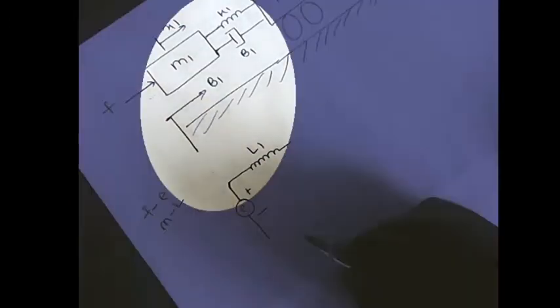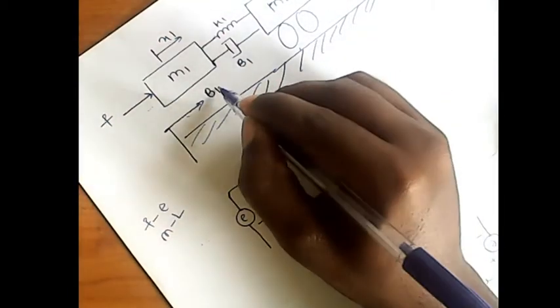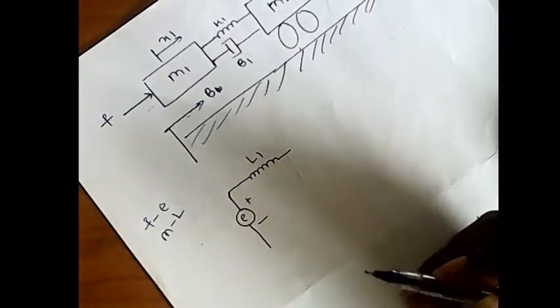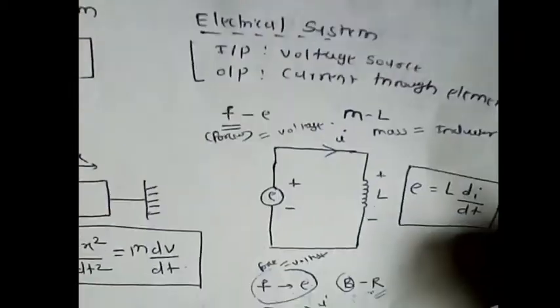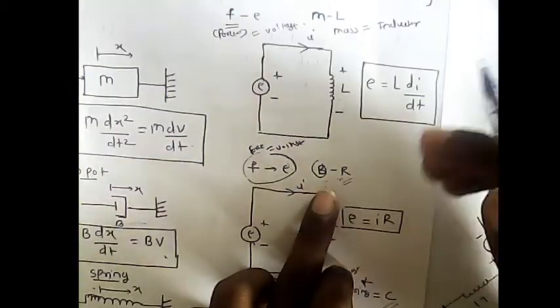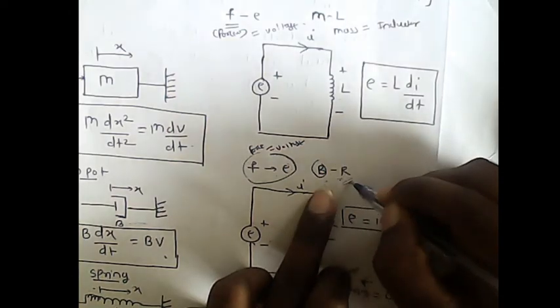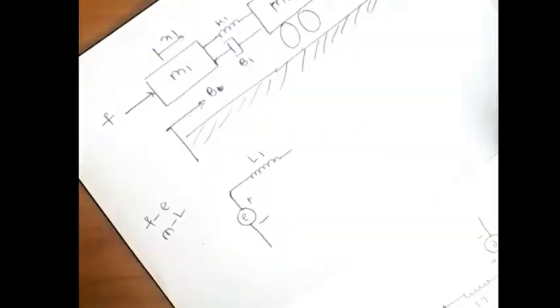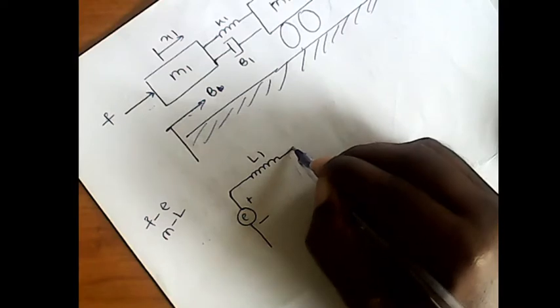So the mass is mapped into an inductor in the electrical system when we use the force-voltage analogy. Then we have some friction, which is simply B. Whenever we apply a friction, that friction constant is mapped into a resistance. So we can write down a resistance.